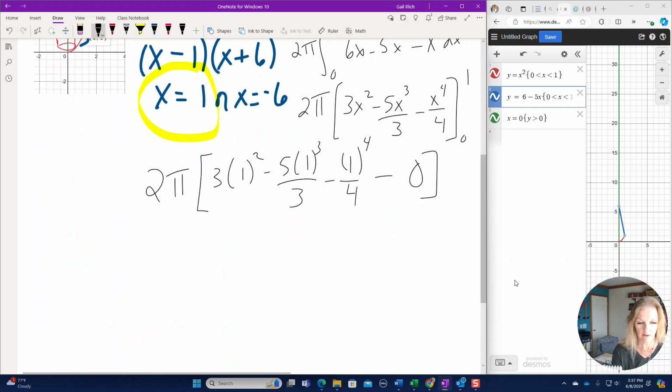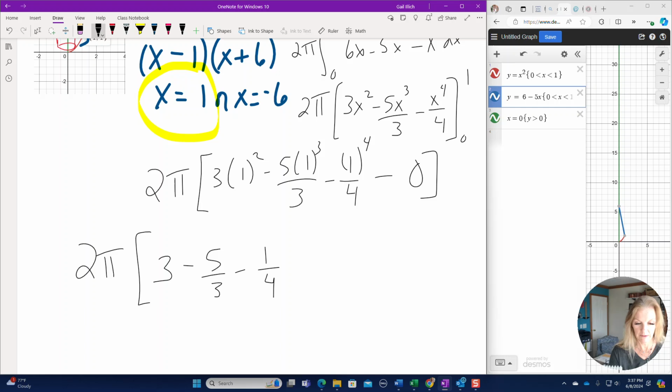Coming down here, we'll have the 2 pi, and then this will be 3 minus 5/3 minus 1/4. How old school are we going to be here? Are we going to go for it? Let's do it. It's Saturday afternoon.